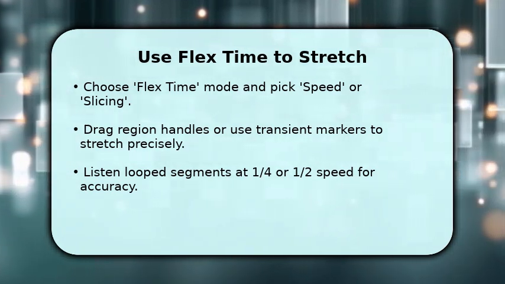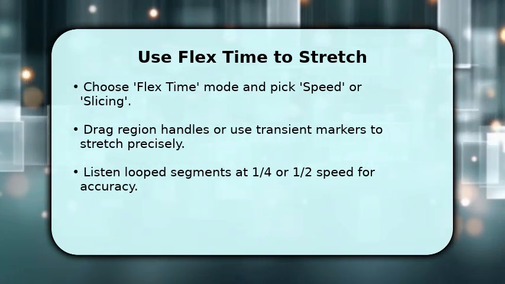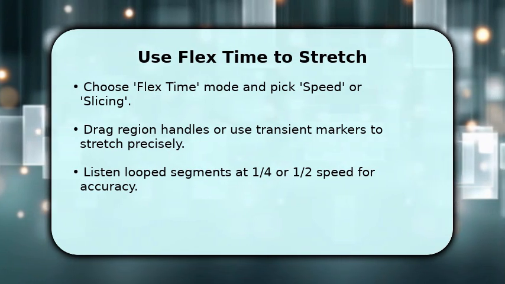Make small adjustments and nudge markers by milliseconds if needed. This gives musical timing and prevents artifacts. You do this to balance tempo match.